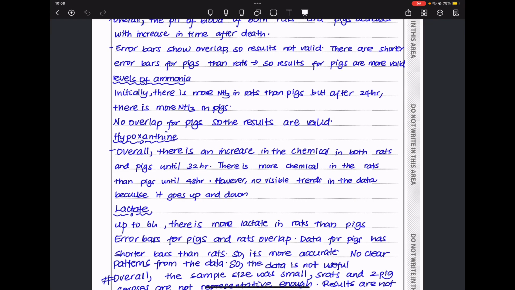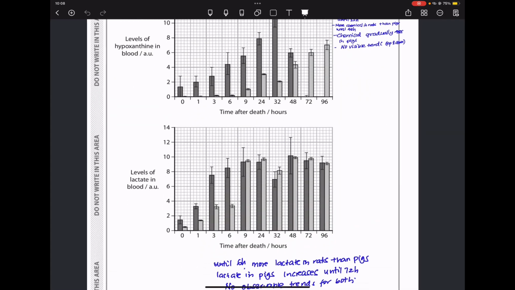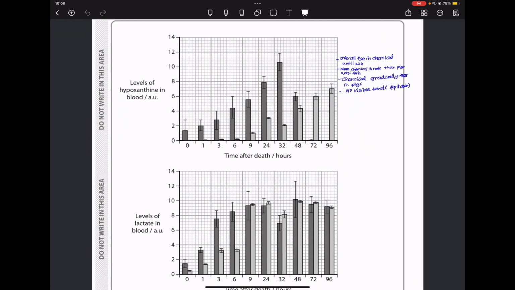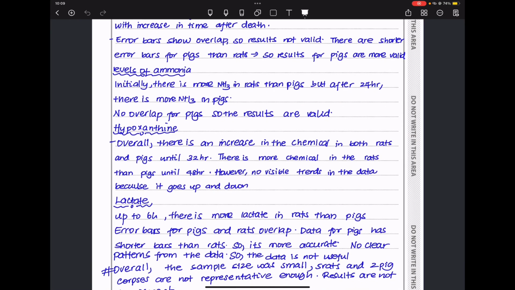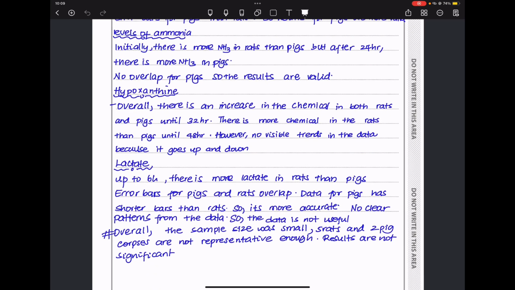With hypoxanthine, overall there is an increase in the chemical in both rats and pigs until 32 hours. Let's see. Yes, we can see it's increasing until 32 hours. There is more chemical in the rats than pigs until 48 hours. However, there are no visible trends in the data because it goes up and down.